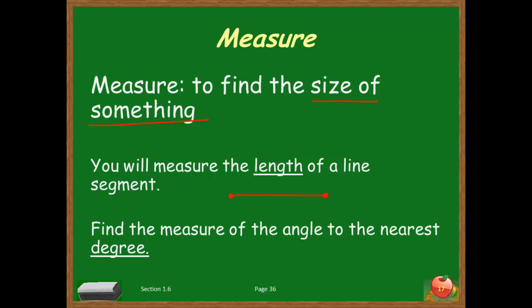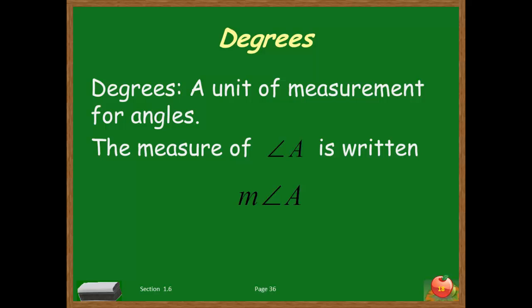Measure. You will find the measure of an angle to the nearest degree. Measure the angle. Degrees. Degrees is a unit of measurement for angles. The measure of angle A is written m angle A. This is the measure of angle A. If angle A was 90 degrees, we would write the measure of angle A equals 90 degrees.